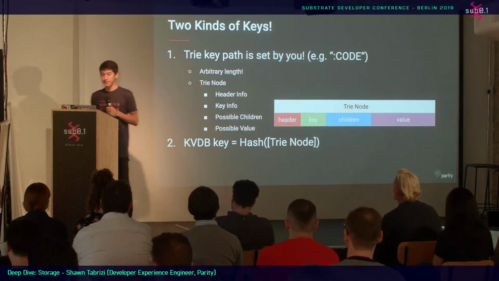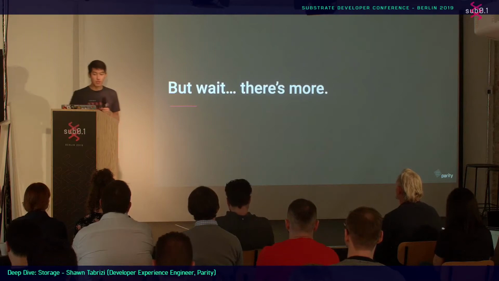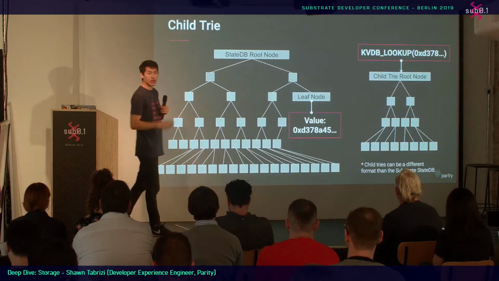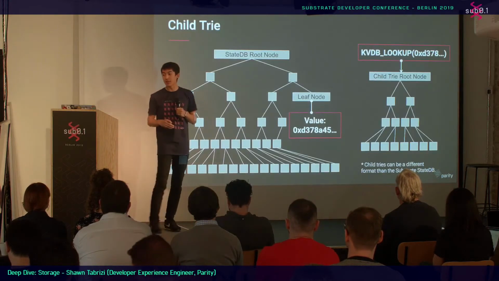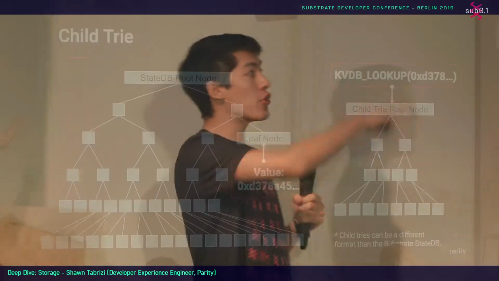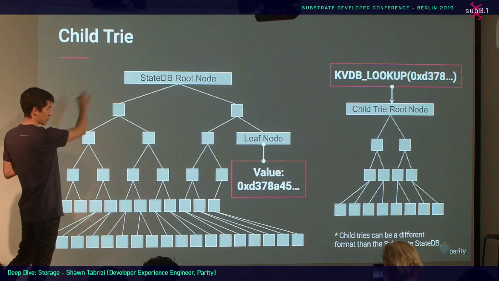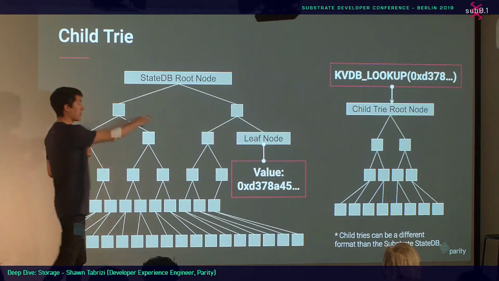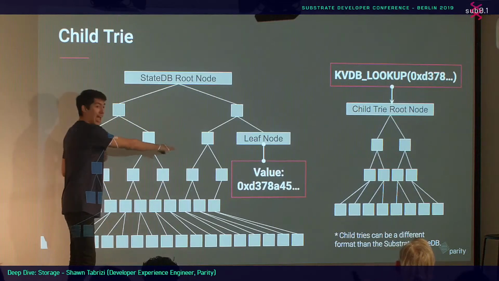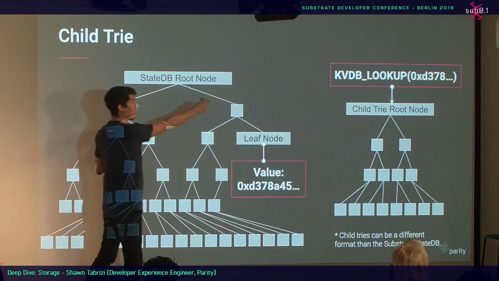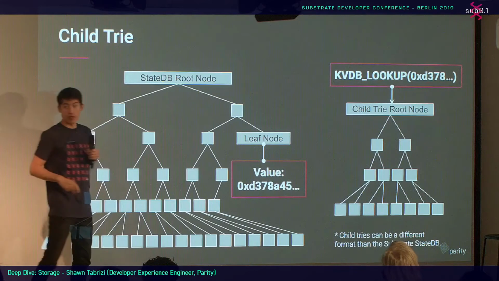Okay. But wait, there's more, of course. There's child trees. So child trees is like kind of an extra level of abstraction or kind of a cool feature that you can implement here. Basically, we have our normal state tree, great, and then we can actually have a leaf node where the value itself is some hash, which leads you to the beginning of a brand new tree, right?